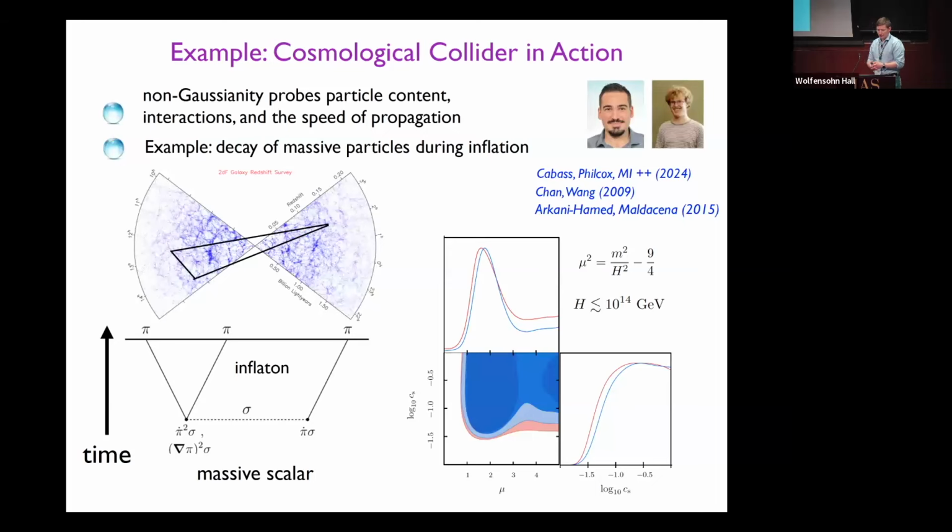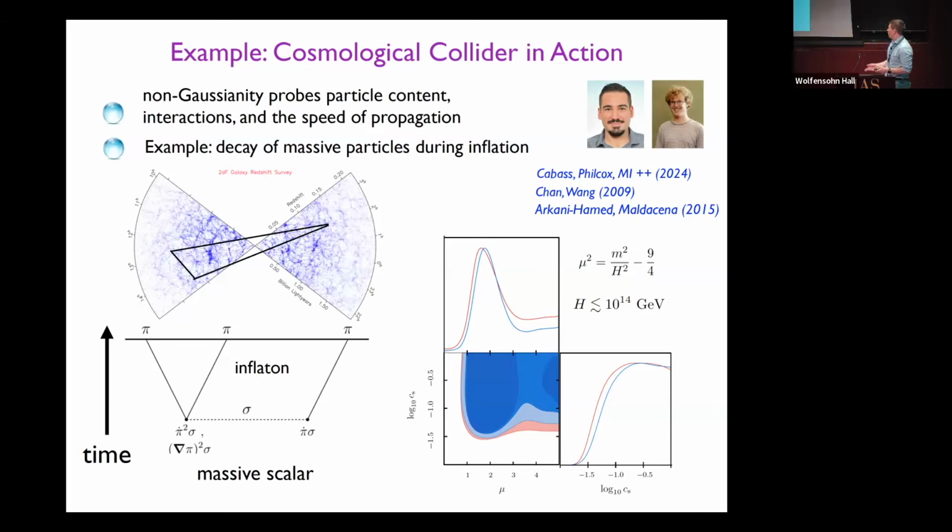So yeah, I've described what the challenge is. So let me also now explain what are the cool things that we actually learn from the galaxy distribution once we have solved this challenge. An example of that, which I believe would be close to the heart of this audience, would be a recent analysis of the cosmological collider model. So as Haydn presented in his talk, we in general expect some primordial non-Gaussianity during inflation, and this primordial non-Gaussianity we can actually measure, and this is something that we can use to probe the particle content, interactions, and the speed of propagation of different particles in the early universe.